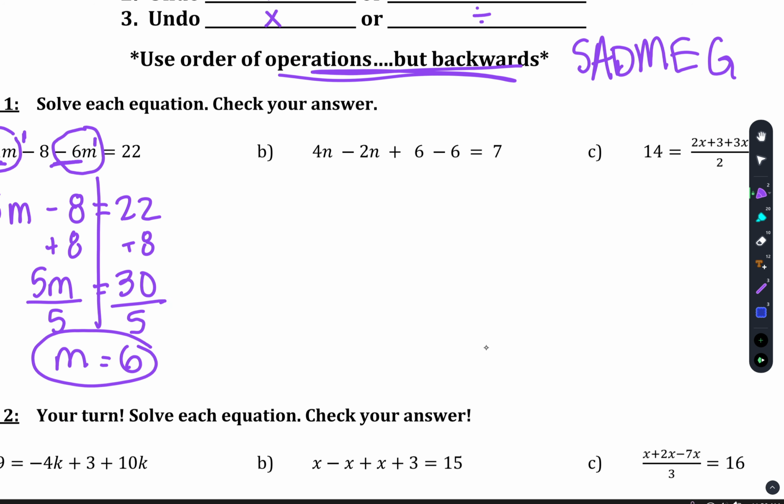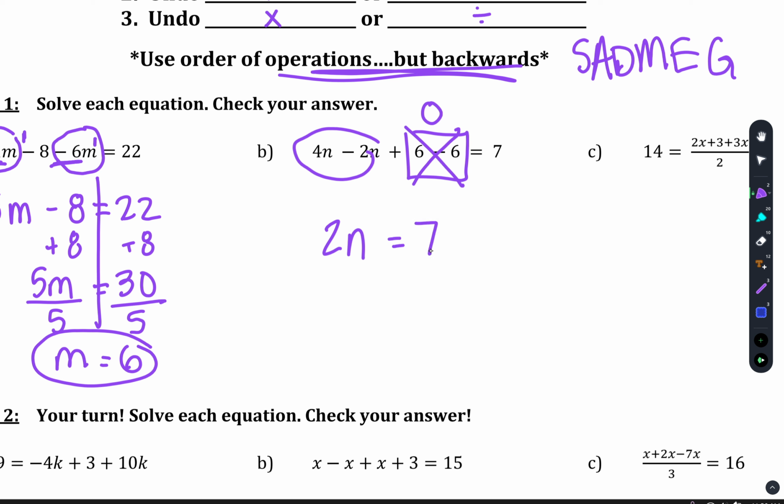Okay, look at B. What are my like terms? What do they combine to when I simplify them? Yeah, Autumn. 4n and then minus 2n and 6 minus 6. Okay, what is 4n minus 2n? What is 6 minus 6? So 6 minus 6 cancels out to be 0. I do not have to write it anymore. So all I'm left with is a real nice and easy one.